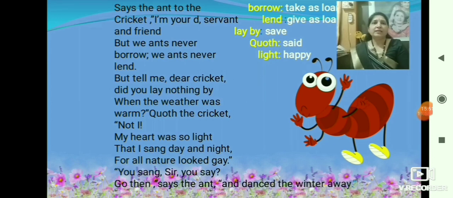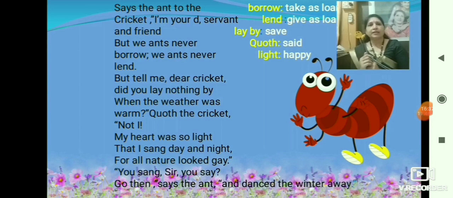Says the ant to the cricket, I'm your servant and friend, but we ants never borrow, we ants never lend. But tell me, dear cricket, did you lay nothing by when the weather was warm? Quoth the cricket, not I. My heart was so light that I sang day and night, for all nature looked gay. You sang, sir, you say? Go then, says the ant, and dance the winter away.